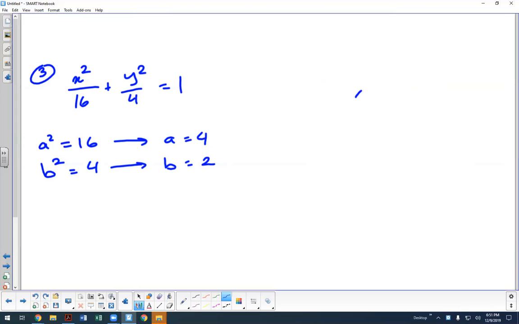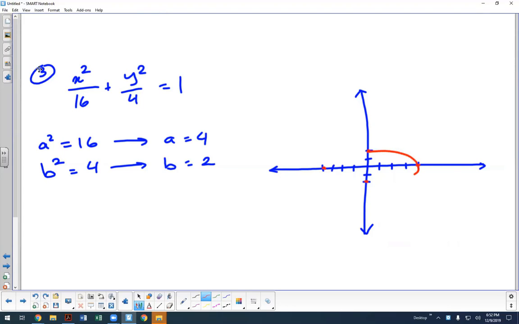So as far as graphing this goes, you are going out 1, 2, 3, 4 on the x-axis, and then 1 and 2 on the y-axis. So negative 4, positive 4, positive 2, negative 2 will end up basically becoming your x and y intercepts.